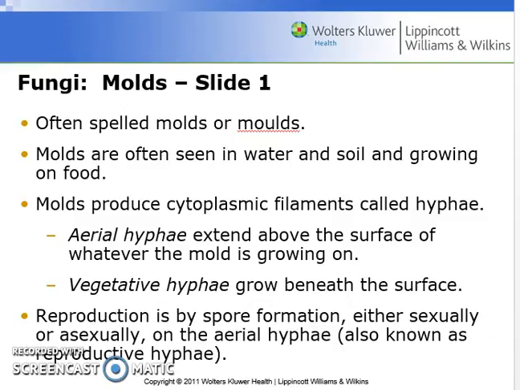Reproduction for molds is going to occur either through sexual reproduction or asexual reproduction, and with spore formation, this is going to take place on the aerial hyphae. So again, if you see mold growing on bread, it's probably the organism called Rhizopus, and at the end of the aerial hyphae filaments, you will see those black spores ready to release spores into the air to give those fungal spores a chance to germinate on a new substrate or a new food source.